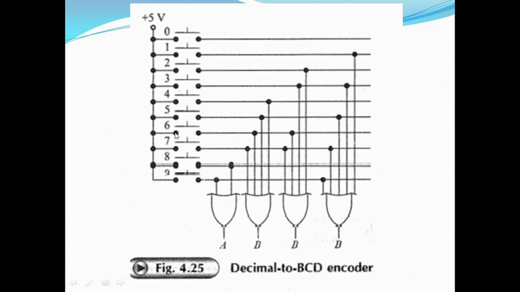If button 6 is pressed, what will happen? This input is connected to this OR gate, and on this line this input is connected to this OR gate. So when this line is activated with plus 5 volt, the output of this OR gate is going to be high and the output of this OR gate is going to be high. So ABCD is equal to 0110. If 9 is pressed, you will see that this output is going to be high, and this output is connected to this OR gate. So this output is going to be high. So 1001 is going to be the output.